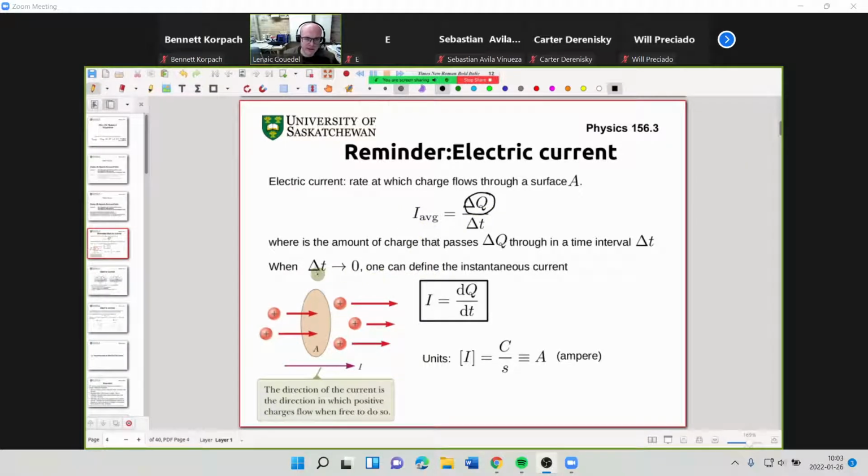When delta T goes to 0, so we take the limit delta T goes to 0, then you can define the instantaneous current as the derivative of the charge going through the surface with respect to the time. You might have dealt with electrical current already in term 1. The unit of electrical current is the ampere, which is the same as Coulomb divided by second. Any question on that?